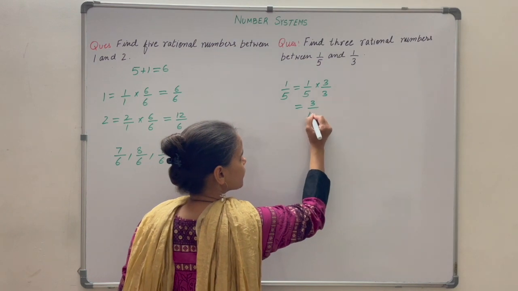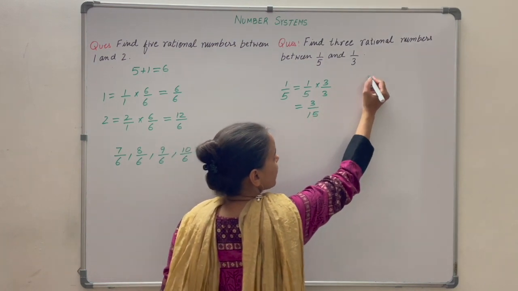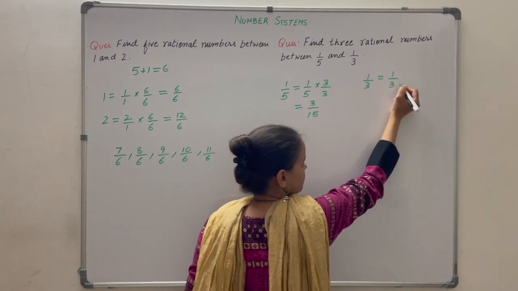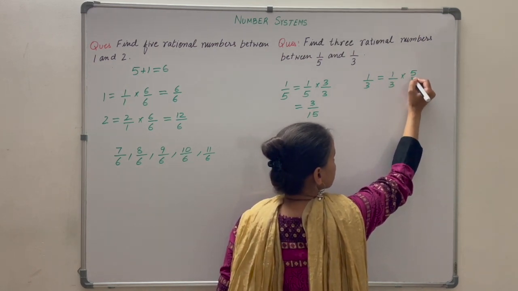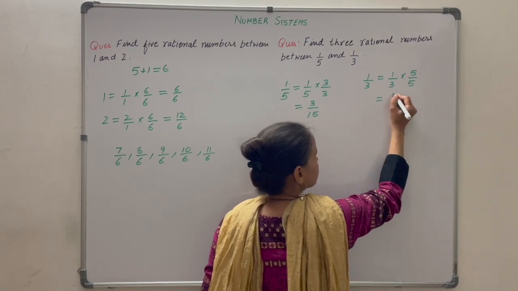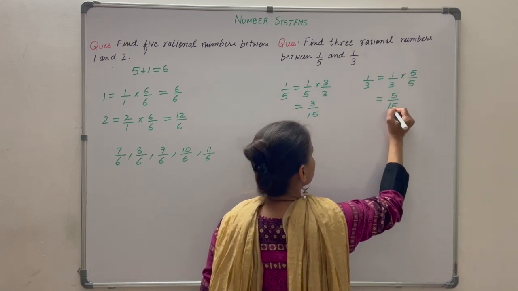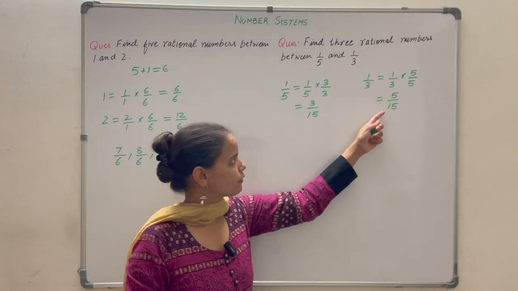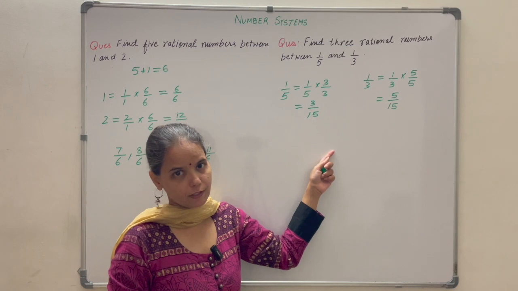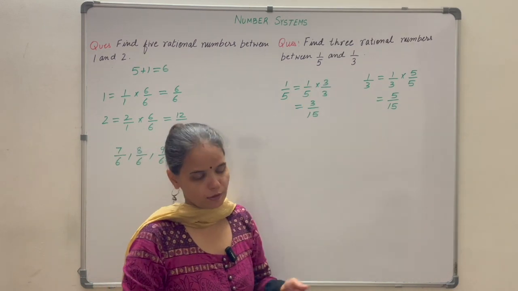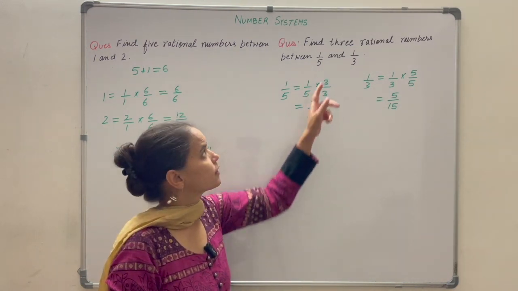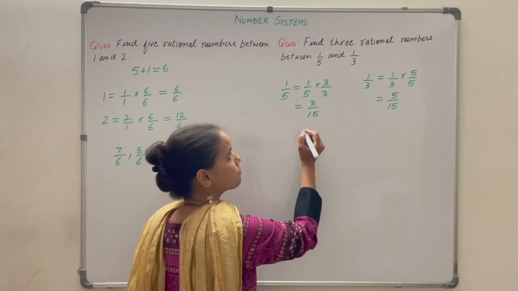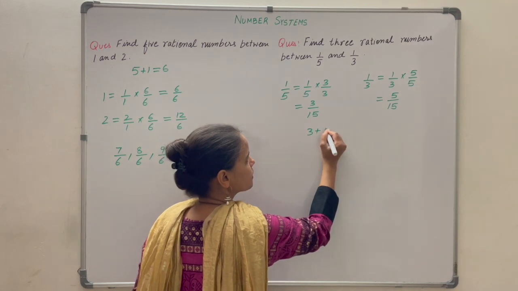3 by 15. And 1 by 3, I am going to multiply both numerator and denominator by 5 because LCM is 15. So what do you get here? 5 by 15. So you can write down only one rational number between 3 by 15 and 5 by 15, that is 4 by 15. But we want how many? 3 rational numbers. So I have told you, you have to find out 3 rational numbers. So you add plus 1 to that. So 3 plus 1, that is 4.